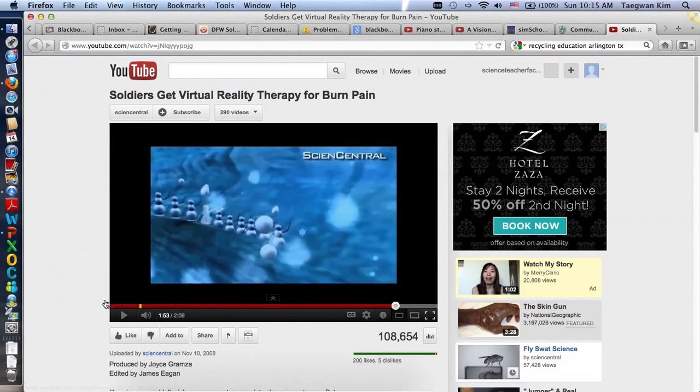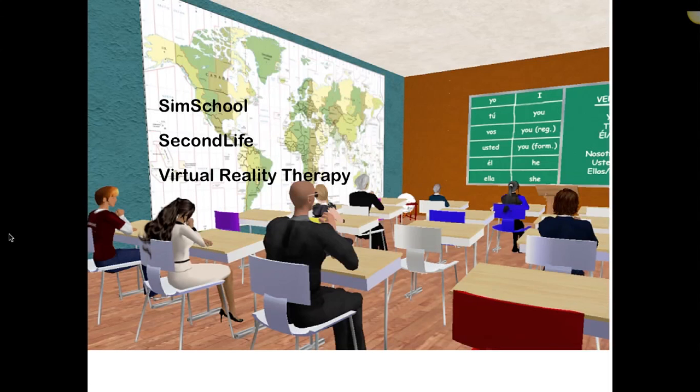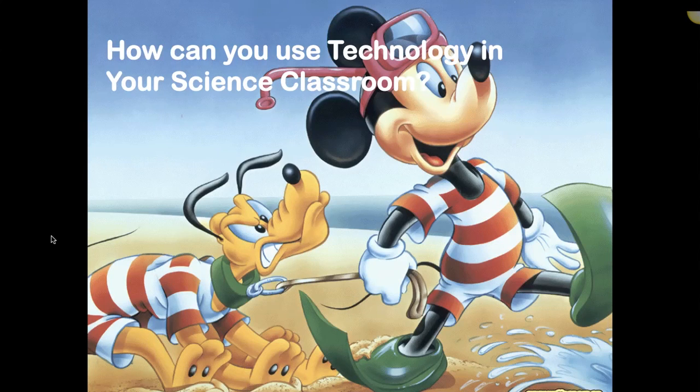Okay, so you saw a lot of positive aspects of using virtual reality, right? So again, as a science teacher, you need to know how to use technology in your science classroom, because of course science goes with technology together, and also there are lots of benefits you can find using technology. Then how are you going to use technology in your science classroom? Think about it. How?